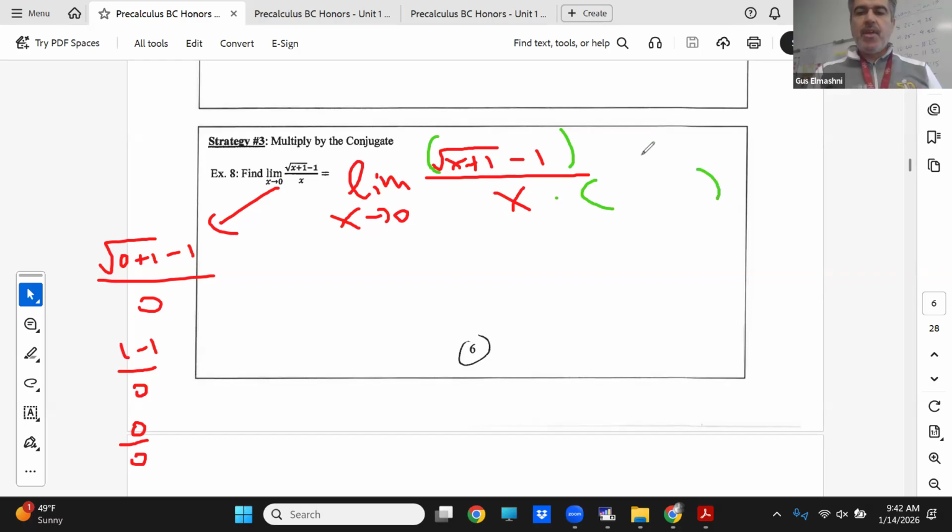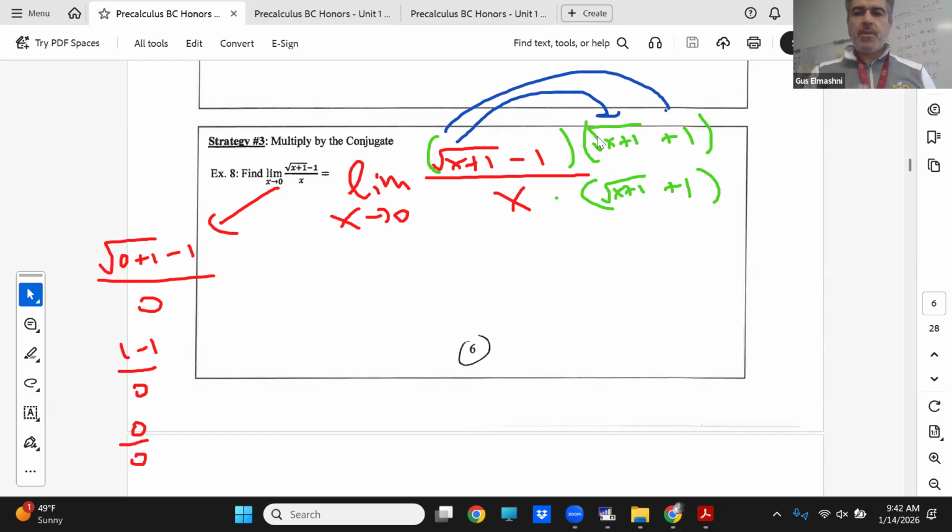The conjugate. And that's a big tell if you have a radical. That's a huge tell. Root x plus 1 plus 1, over root x plus 1 plus 1. So you have to FOIL. Now, if you FOIL, what do we get? Plus 1 minus 1. The radicals do go away.